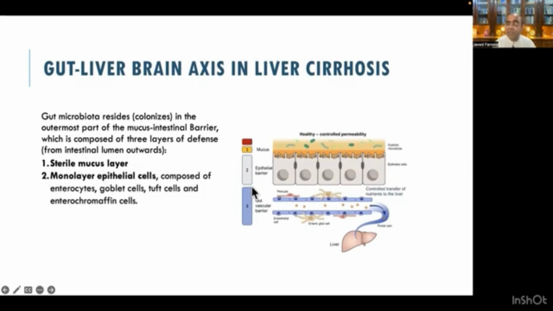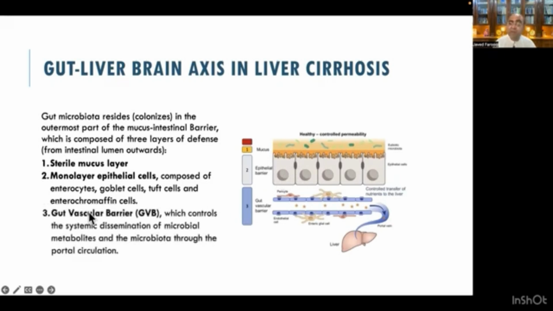Then the second layer of this barrier is the monolayer of epithelial cells, which is composed of enterocytes, goblet cells, tuft cells, and enterochromaffin cells. And then comes the gut vascular barrier, the GVB, and it controls the systemic dissemination of microbial metabolites and the microbiota through the portal circulation. So it's a well set barrier having 3 components. The first one is the sterile mucus layer, the second one is the monolayer epithelial cells, and the third one is the gut vascular barrier.